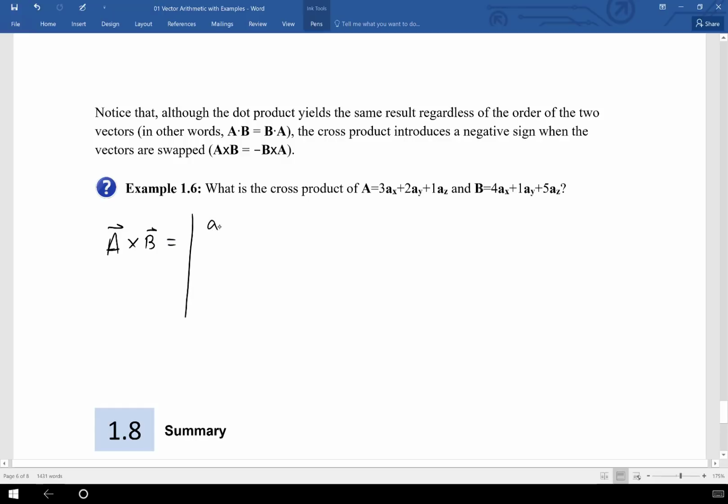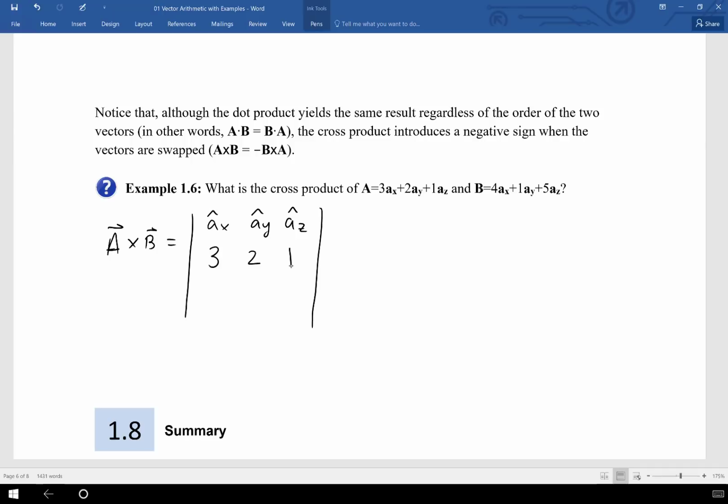The top row of that determinant gets the 3 unit vectors. The second row gets the 3 quantities of the first vector. And by the way, in dot products, the order doesn't matter. A dot b is the same as b dot a. But in cross products, it does matter because you'll end up with a negative sign if you reverse the order. So it always needs to be that the first vector goes on the second row and the second vector goes on the last row.